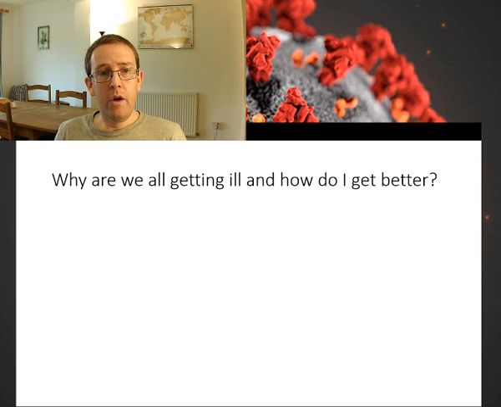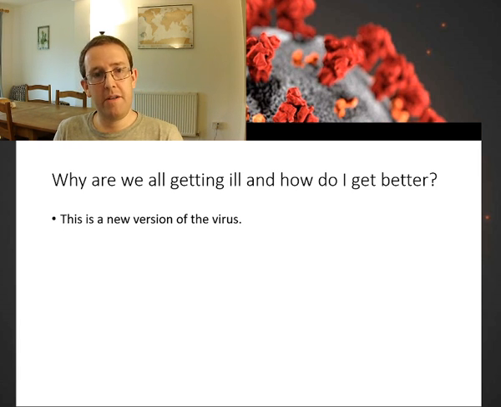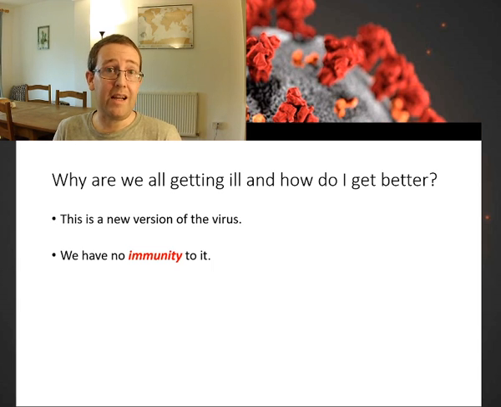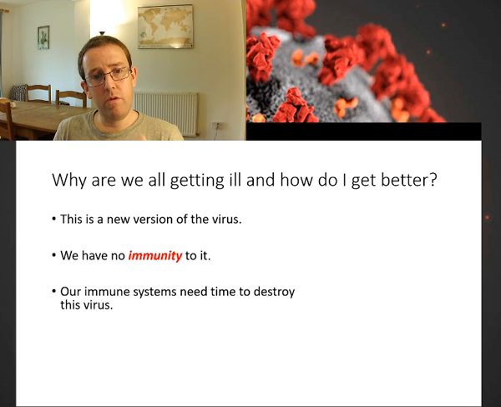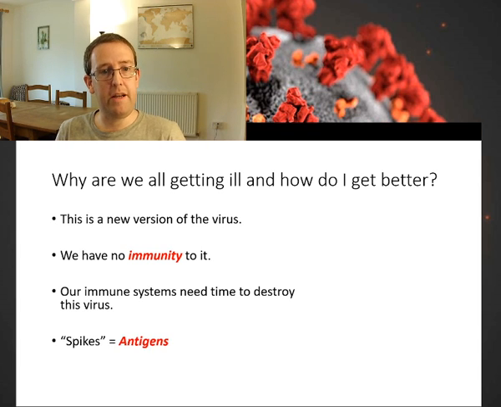So, why are we all getting ill at the same time, and how do we end up getting better from this? How do we end up coming out of this? Well, the reason we're all getting ill at the same time is this is a new version of the virus. Okay, it's not a version that we've seen, therefore we don't have any immunity to it, and that again is a term you've probably heard before, being immune to something. But what does that actually mean? So our immune systems, they need time. They need time to work out how to best tackle this particular virus.